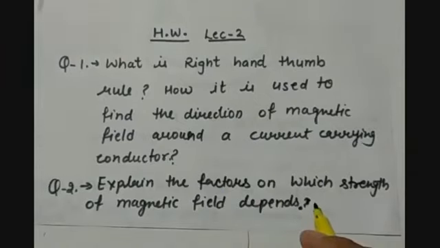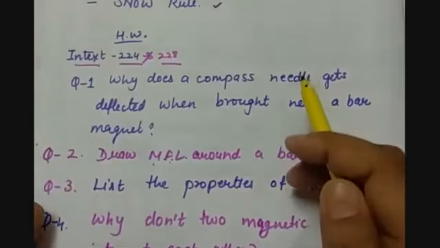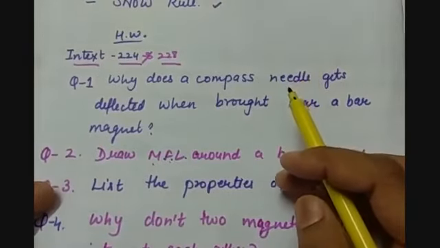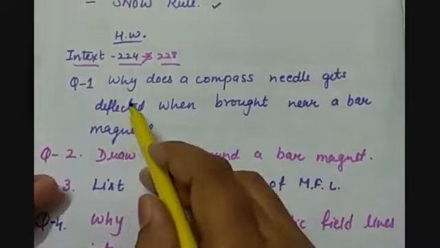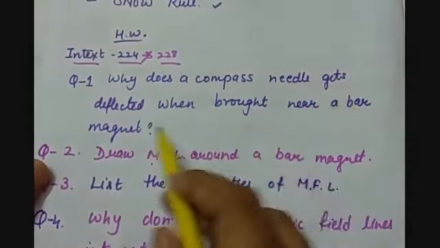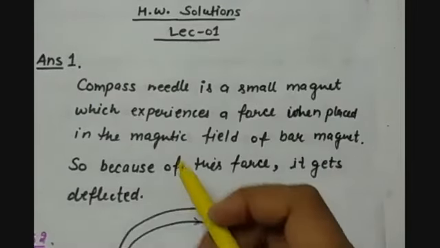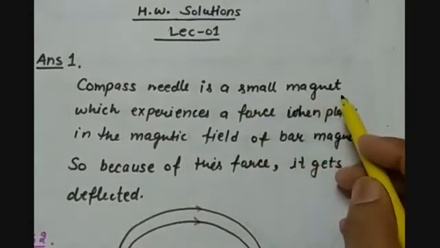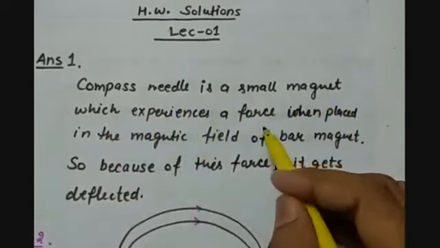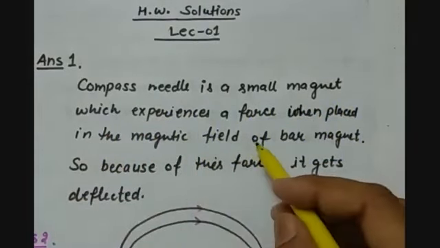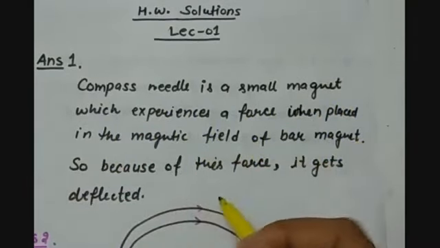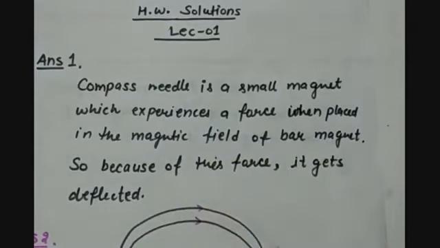Now let us see the homework solutions of lecture number 1. In lecture number 1, we had 4 questions in total. The first question was, why does a compass needle get deflected when brought near a bar magnet? We know that a compass needle is a small magnet which experiences a force when placed in the magnetic field of the bar magnet. So it gets deflected because of the force of the magnetic field around the bar magnet.